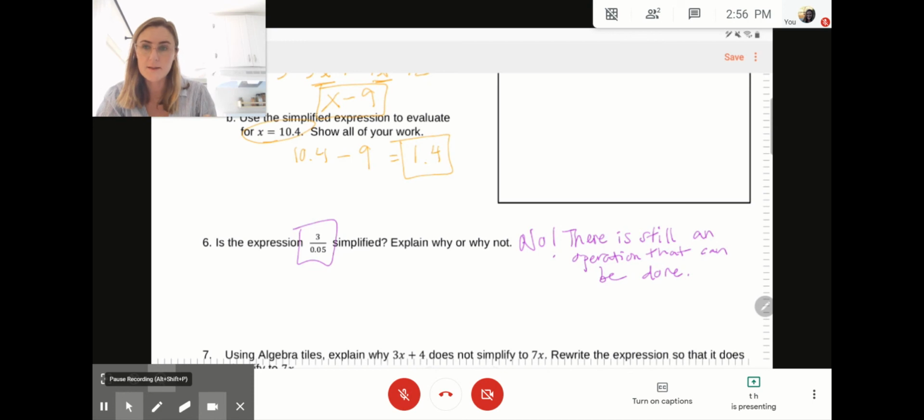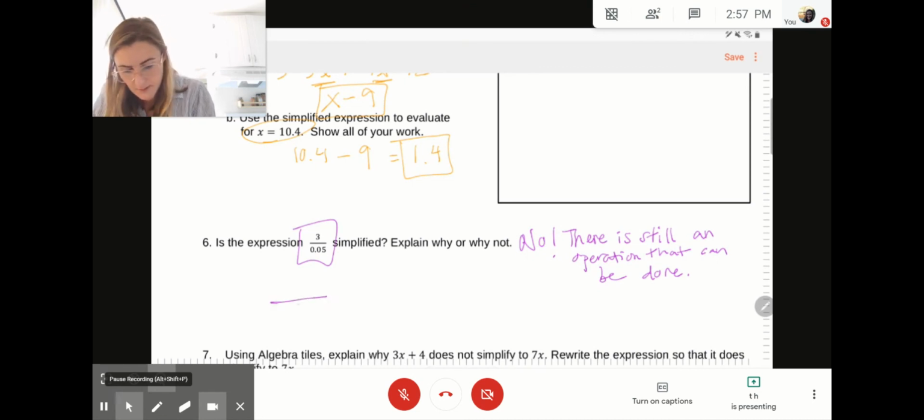The way I like to think of this is if I have $3 and I'm trying to divide them into nickels, how many nickels would that be? So if I have $1 and I divide it into nickels, nickels are worth 5 cents. That's why I'm using this. I know I would have 20 nickels. If I have $3, that would be 60 nickels. So 3 divided by 0.05 would be 60.